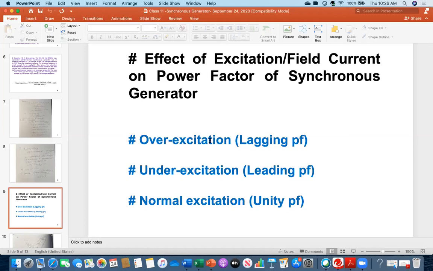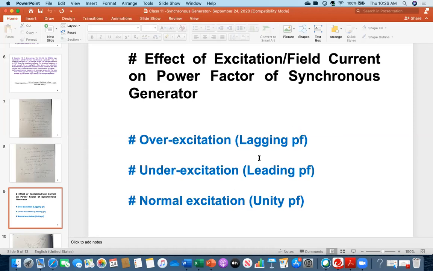So that is the question: why, when the field current is too much, does it represent lagging? I'm showing you through a diagram. Under excitation, why at that time is it leading? How is it related? And unity power factor, I said normal. Normal excitation means neither over nor under, kind of in between. It's a kind of trade-off between over excitation and under excitation. It's a compromise between these two. That's why it is called normal excitation.